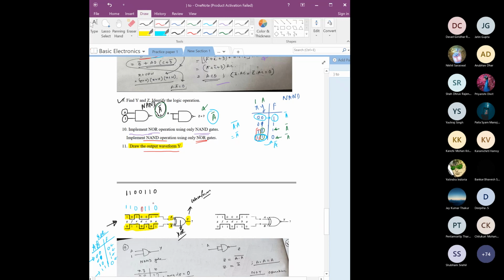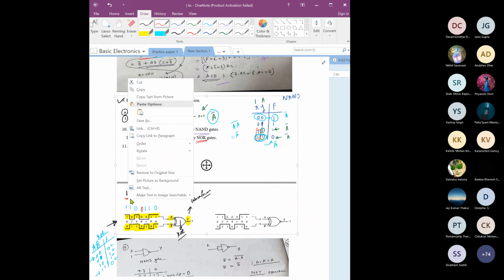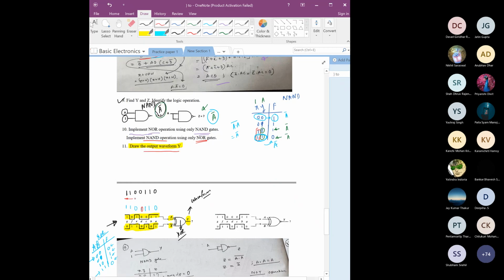Okay. Right, then you have to draw the waveform. So 1 means a higher voltage. So it will be like this, 1. Then one more 1, right? Then it is 0. Then it is also 0. Then it is 1. Then it is 1. Then it is 0, right? So this will be the output waveform.